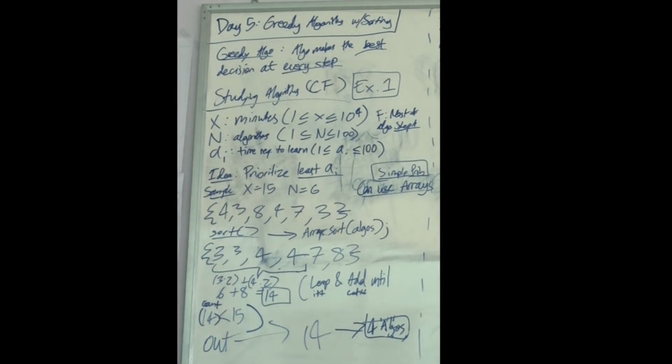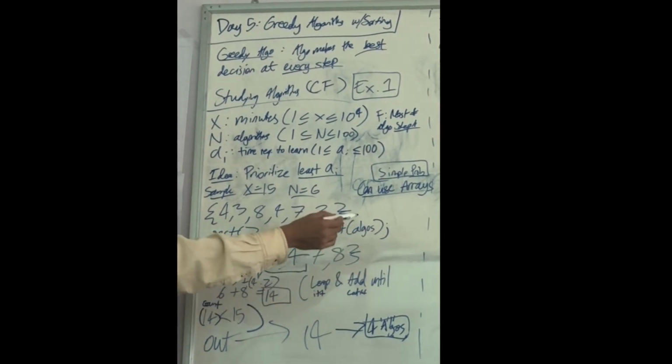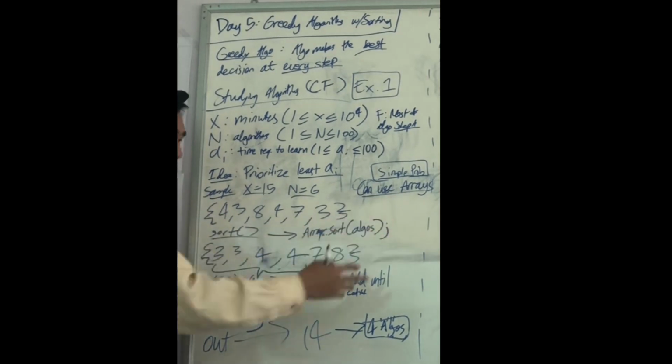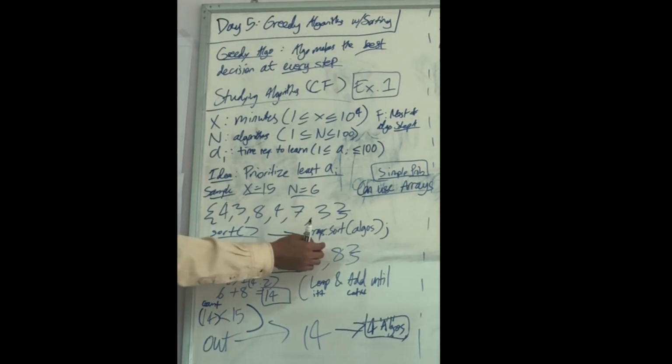Okay, so here's some sample input. We're given 15 minutes to study 6 algorithms at most. What we're going to do is actually sort the array, which you should know how to do. Use Arrays.sort. And since we don't need any retrieval, anything like big brain accessing, we can just use arrays. We don't need to use other data structures that we talked about in our last lecture. So you have 3, 3, 4, 4, 7, 8.